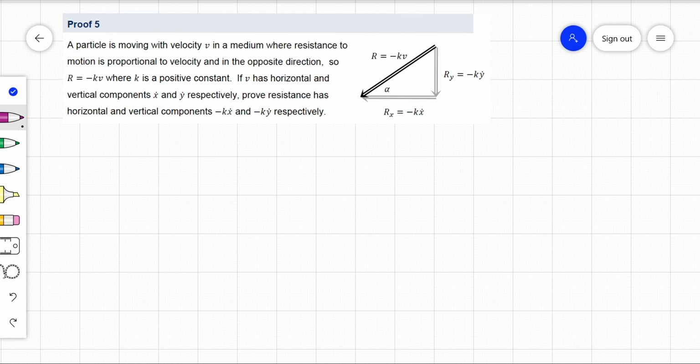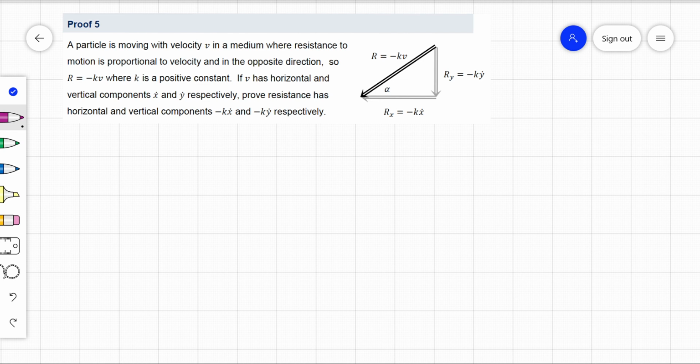Alright, so here we've got a particle moving with velocity v in a medium where resistance to motion is proportional to velocity. This is the one that's often used because we can actually split it up into horizontal and vertical components, whereas our quadratic drag is much more difficult. You can't just split it up simply like this one. So anyway, let's look at this one first.